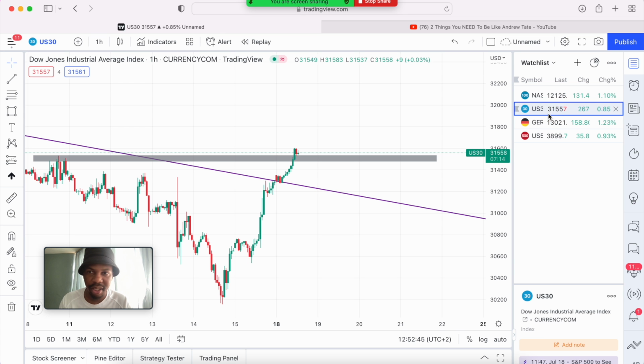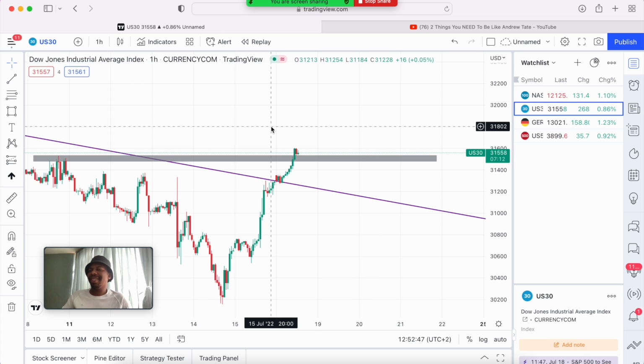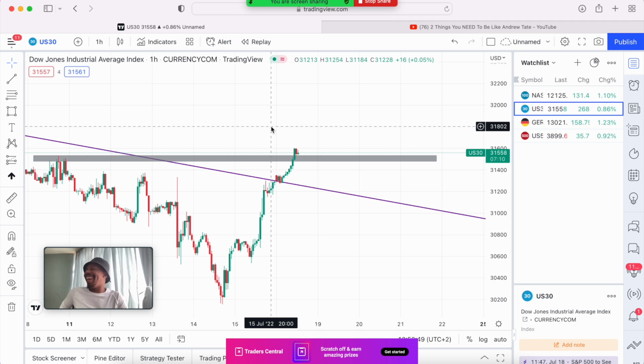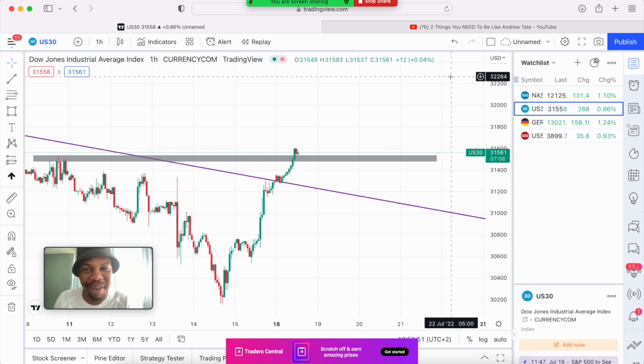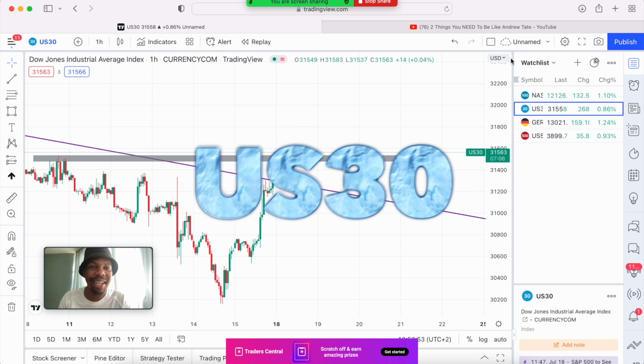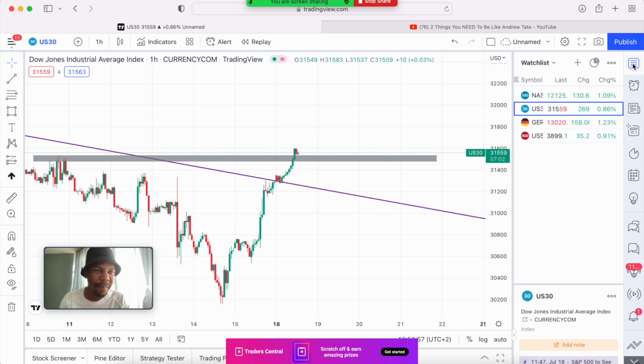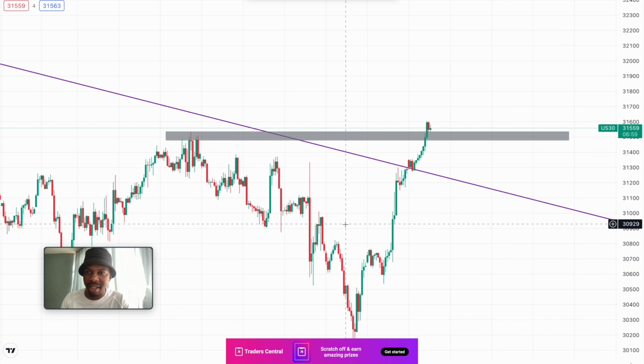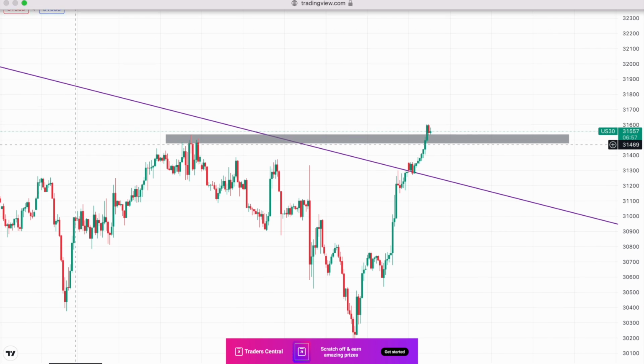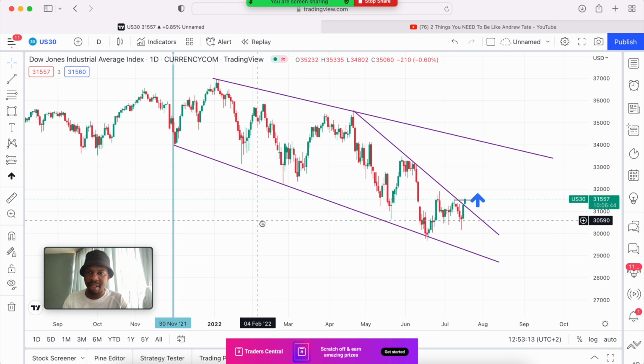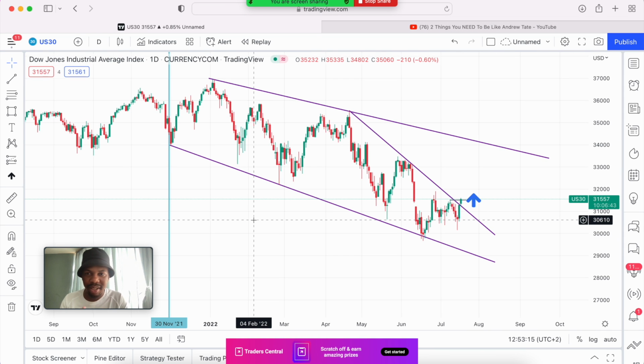Let's quickly check out, oh, I've been analyzing US30. Okay, my friends, my bad. This is US30, it's not NAS. Hey, but that's crazy. These structures look mad alike. These structures are crazy, though. But yeah, this is US30, my friends.